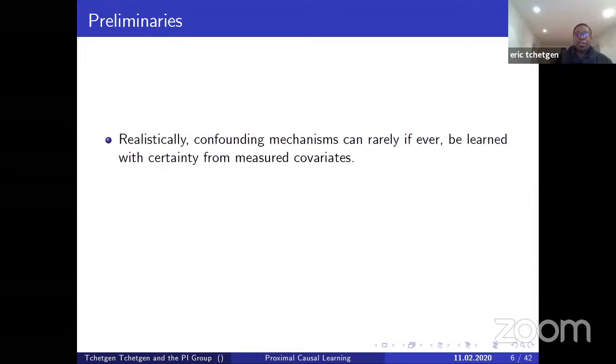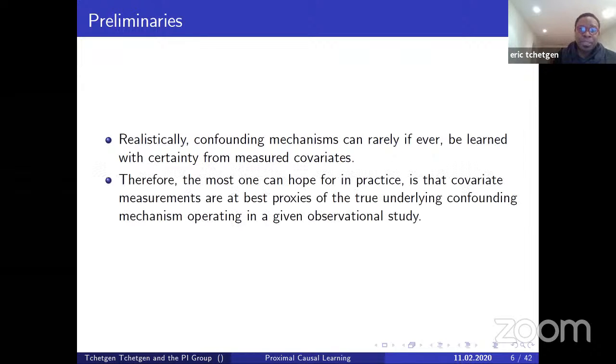Realistically, if we're being completely honest with ourselves, confounding mechanisms can rarely, if ever, be learned with certainty from measured covariates. And so this is something that we often rely on, this assumption, because it's convenient, and sometimes we might do alternative analyses, would anchor analysis on such an assumption and enrich it with other kinds of analyses. And the point is that even anchoring analysis on this exchangeability assumption is often not a credible assumption or a reasonable thing to do.